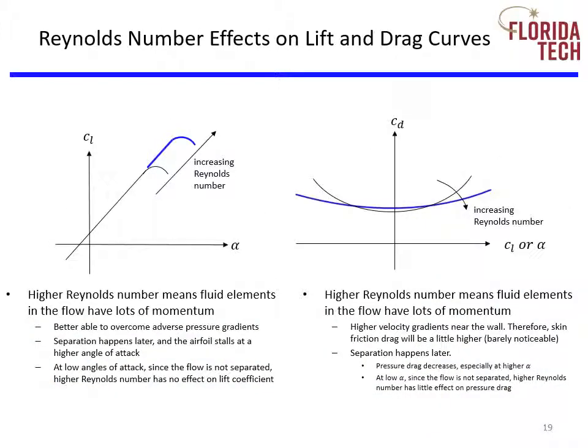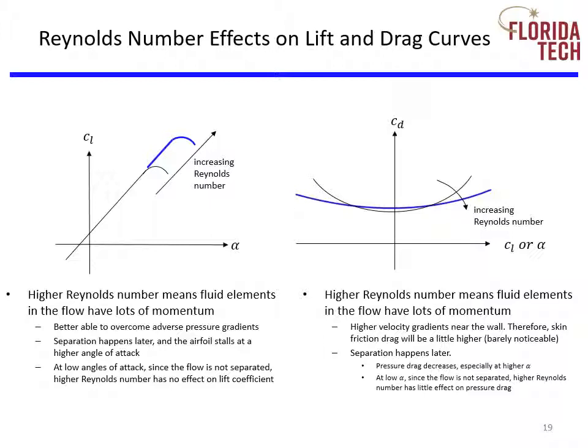Recall that Reynolds number represents physically the ratio of inertial forces to viscous forces. A flow with a high Reynolds number means the fluid elements in the flow have a lot of momentum. This means they are better able to overcome adverse pressure gradients. This means separation happens later and the airfoil stalls at a higher angle of attack. At low angles of attack, since the flow is not separated to begin with, a higher Reynolds number has no effect on the lift coefficient.